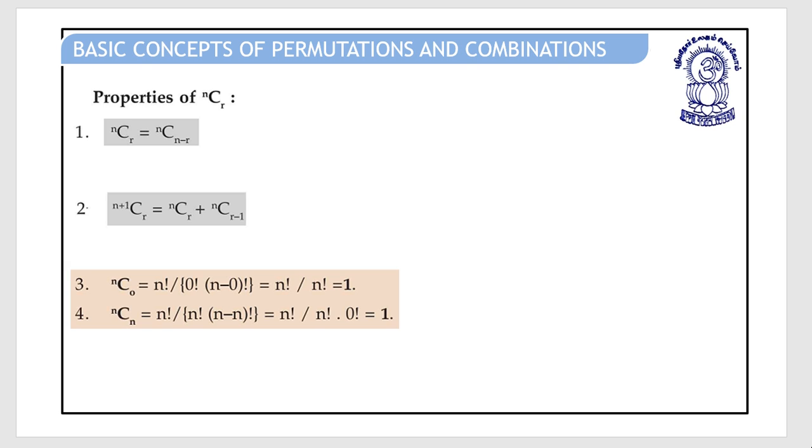Properties of NCR. You have to learn this and remember it. NCR is equal to NC N minus R. N plus 1 CR is equal to NCR plus NC R minus 1.